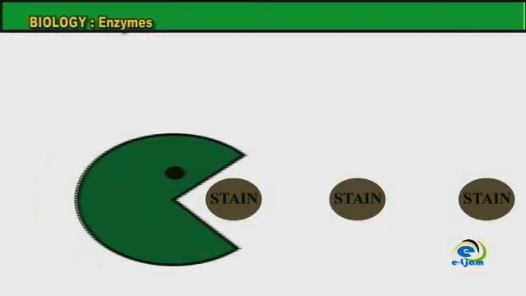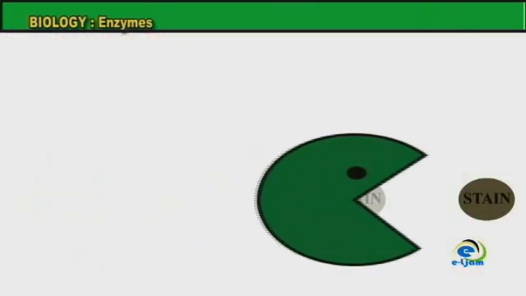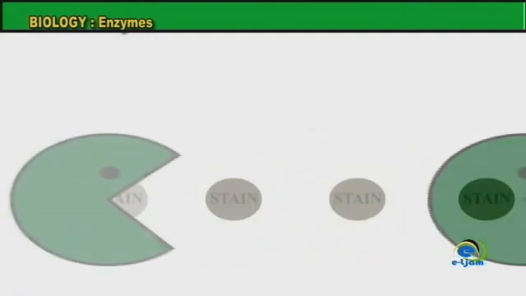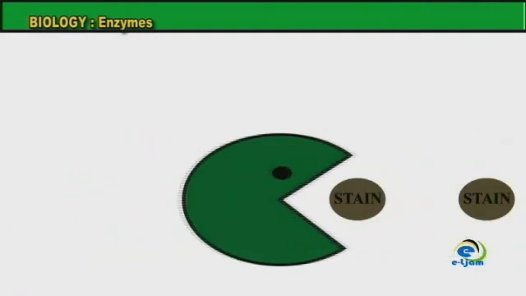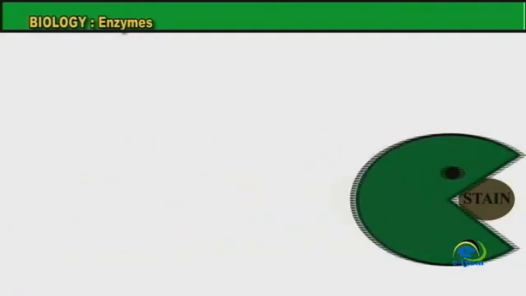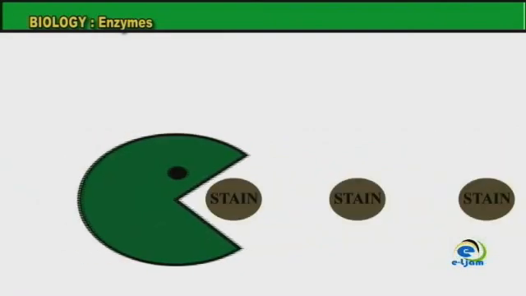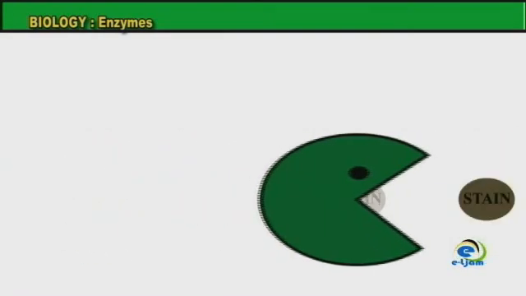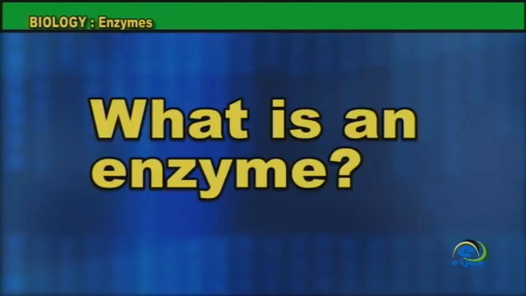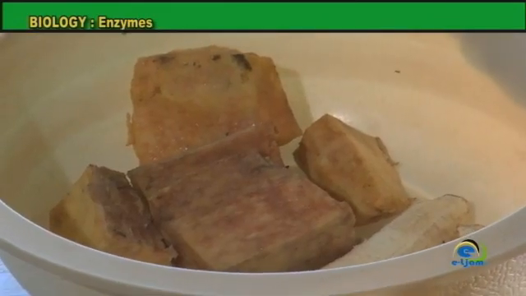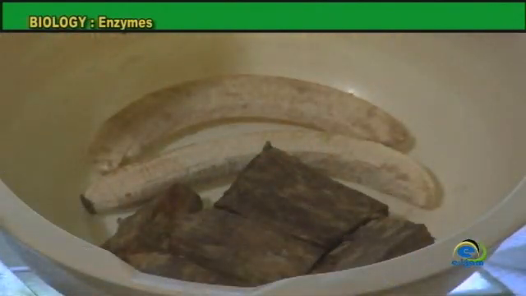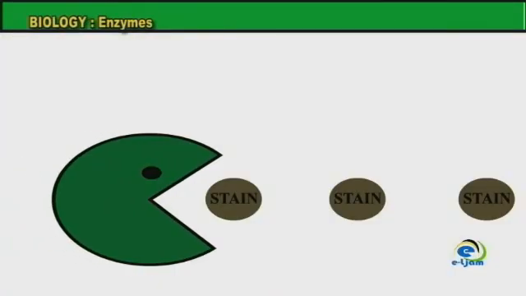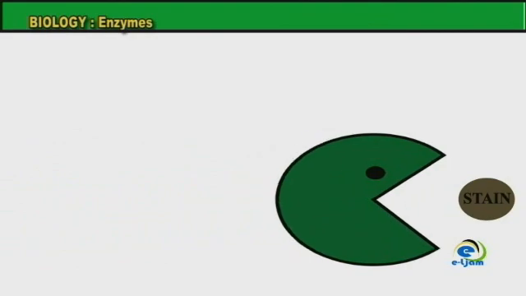Here's how it works. Molecules that make up the stains form a complex with the enzyme. This results in the enzyme breaking the stain molecules into smaller sections that may be more easily dissolved. So far, the term enzyme has been used to describe a substance that is involved in chemical reactions. Let us get deeper into how these substances actually work.